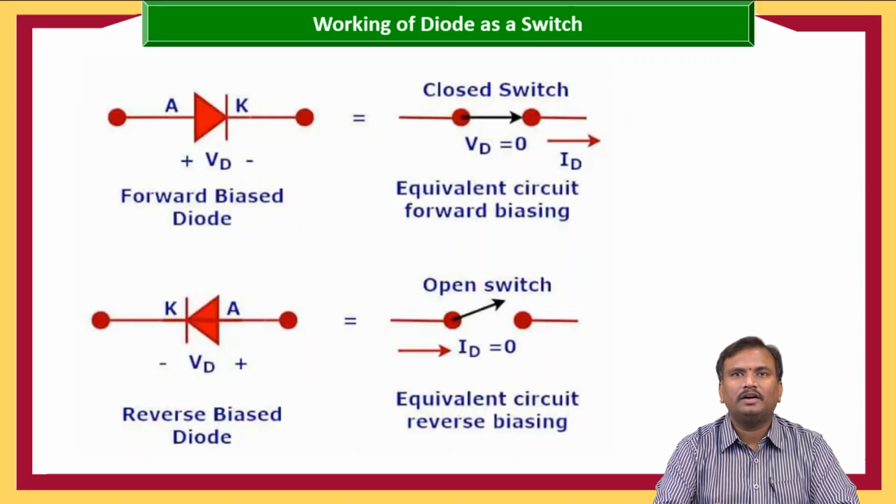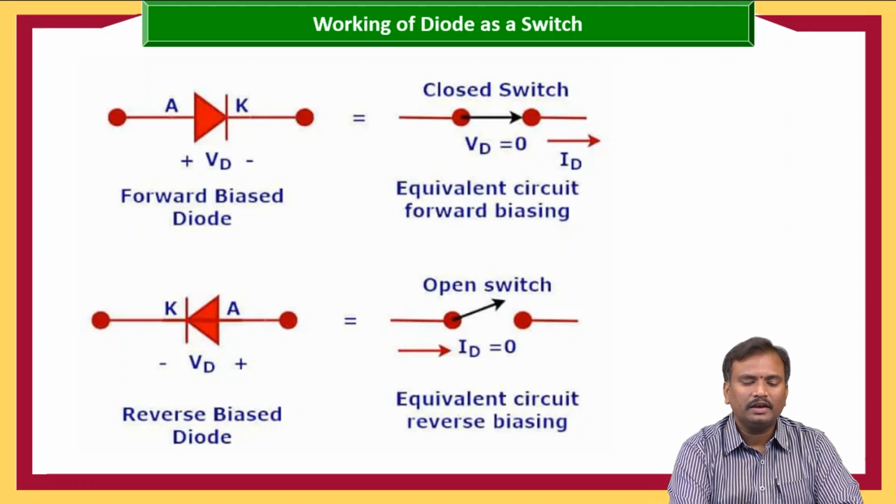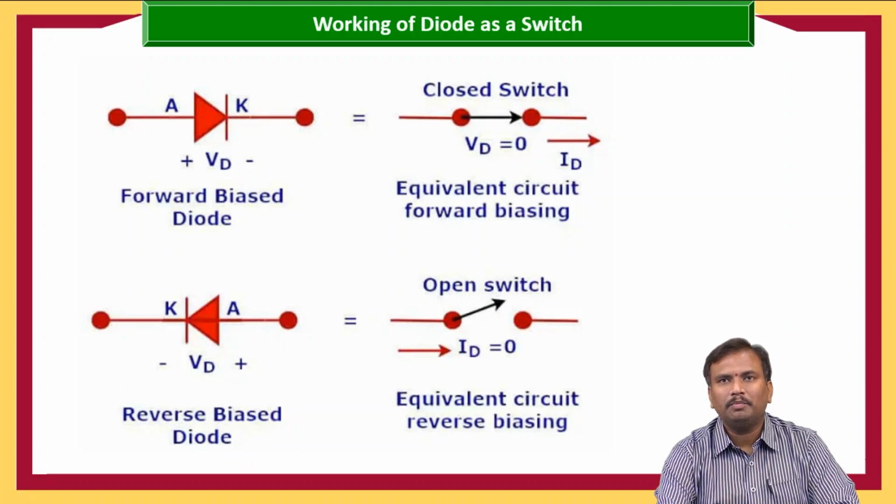Here is how a forward bias diode will work as a short circuit and a reverse bias diode will work as an open circuit. It is clearly shown. Here, in forward bias, the anode is made positive with respect to the cathode. Then immediately the diode will act like a short circuit. There is complete conduction from anode to cathode.